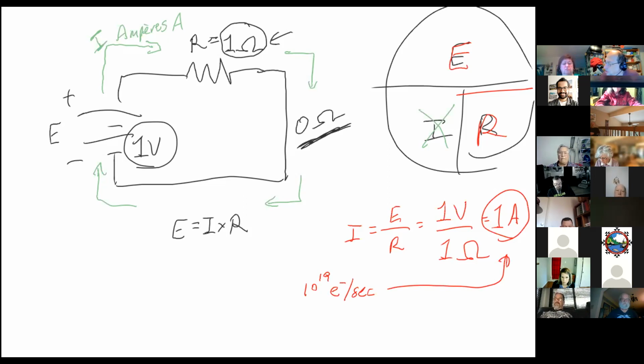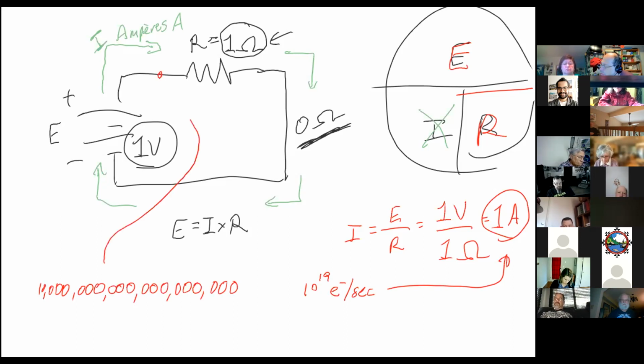So for reference, that's 1, 0, 0, 0. Oh, wait, I need 19 places. 0, 0, 0. And another 0. That is how many electrons are flowing past that point every second to make a 1 amp current. A lot of electrons, right? But electrons are really, really small.